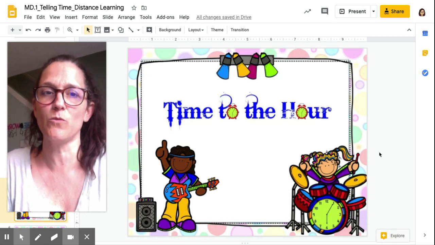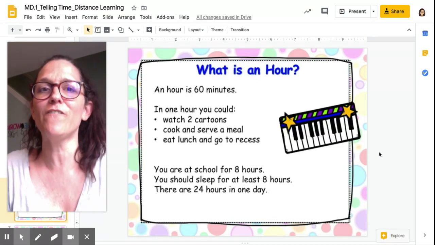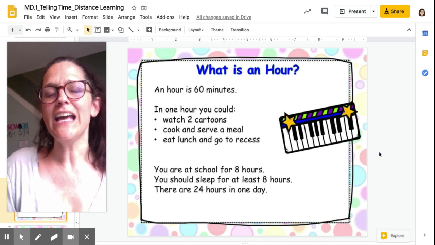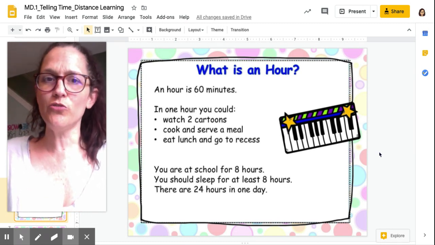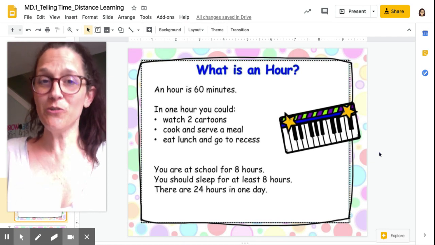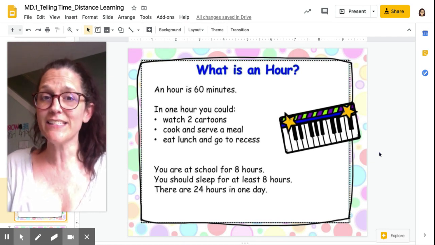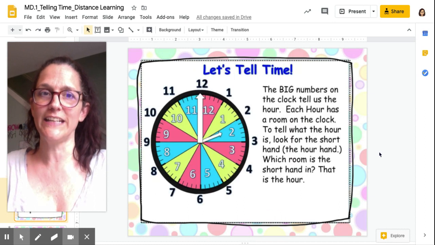telling time this week. We're going to start by focusing on time to the hour. An hour is 60 minutes. In an hour, you could watch 2 cartoons, you could cook and serve a meal, you could eat lunch and go to recess. There are 24 hours in a day.